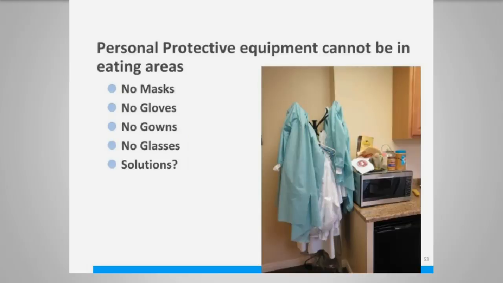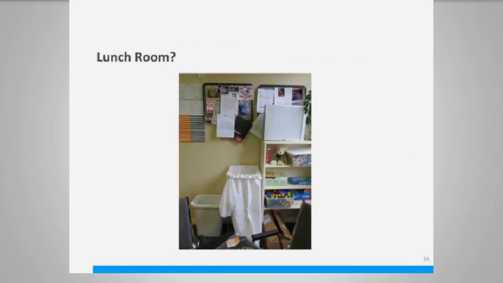Personal protective equipment. In some of the offices I saw in the area where people were supposed to be eating, that they were hanging their personal protective equipment there. Remember that personal protective equipment cannot leave patient care areas. This is supposed to be the lunchroom, and they've got the laundry right in the lunchroom. Something for all of us to keep in mind. That room should be sacred. It should keep all of you safe.